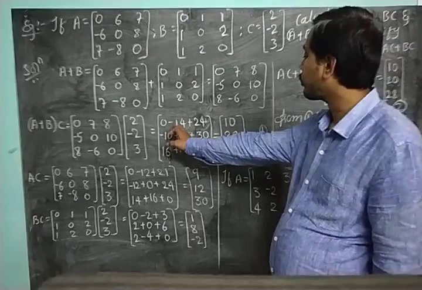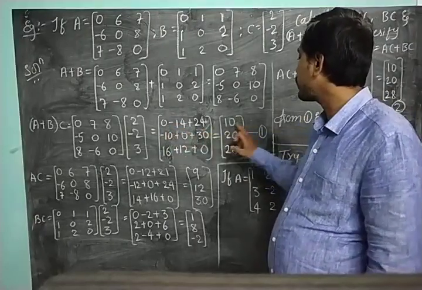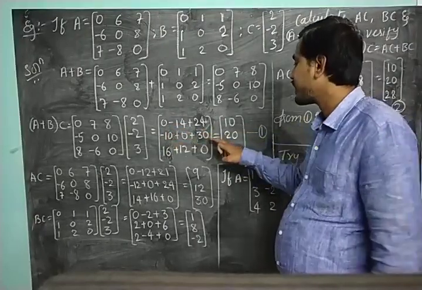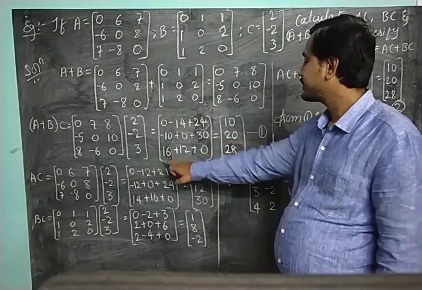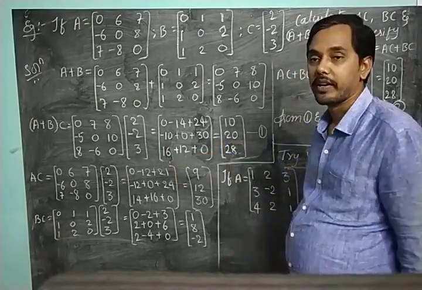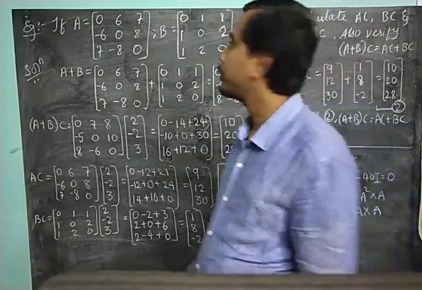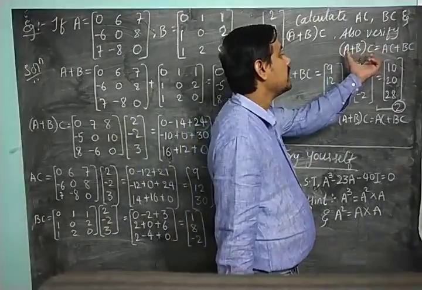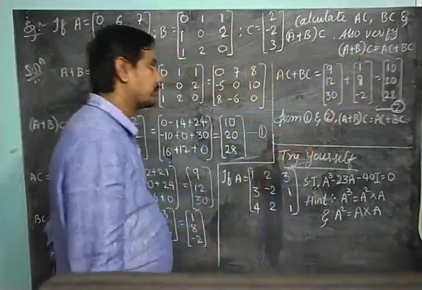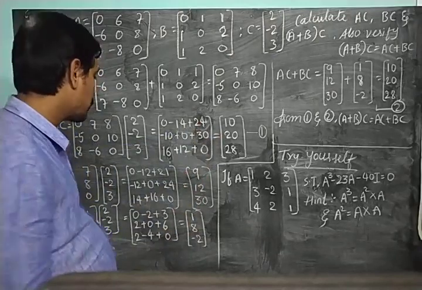If we simplify that, what we will get? Minus 14 plus 24 is 10. Minus 10 plus 30 is 20. 16 plus 12 is 28. This is what? (A plus B) into C. This is the LHS part of this one, (A plus B) into C. Right? Let us mark it as equation 1.